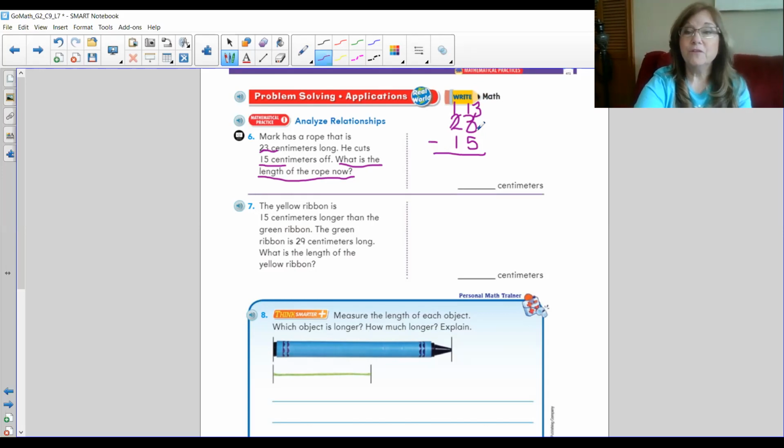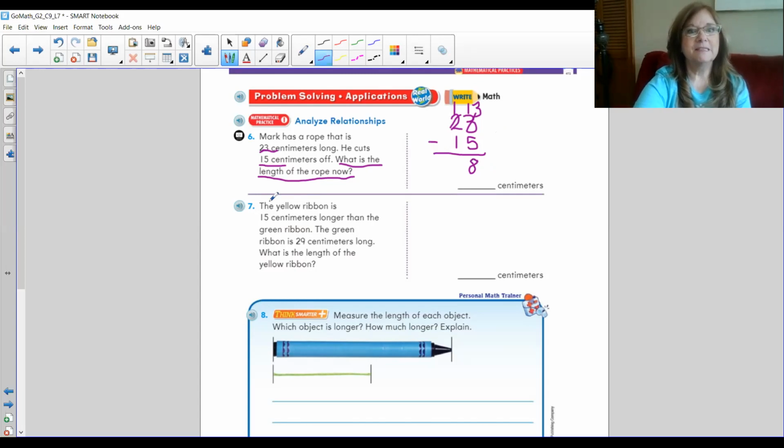Hopefully you know what 13 minus 5 is, but you can also think of what number plus 5 equals 13. So 13 minus 5 equals 8. Okay, and then 1 minus 1 is 0, but we never really start a number with 0. So this is our answer, and 8 centimeters is the answer. So that is the length of the rope. If you start with 23 centimeters and you take off 15, you end up with 8.